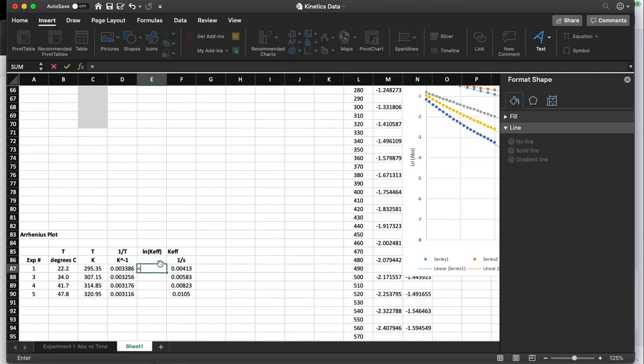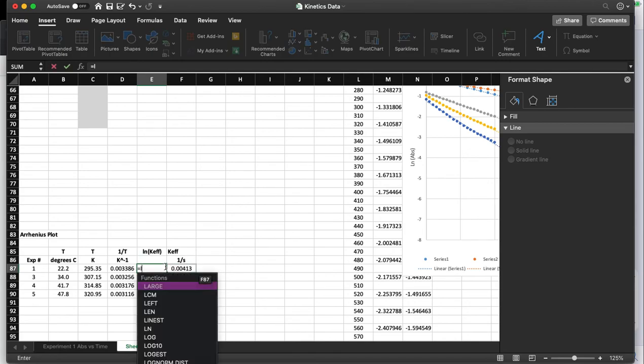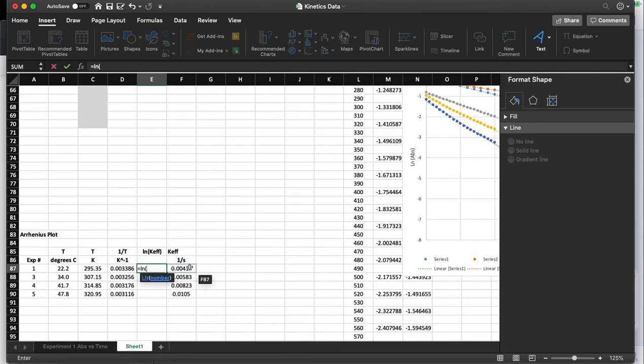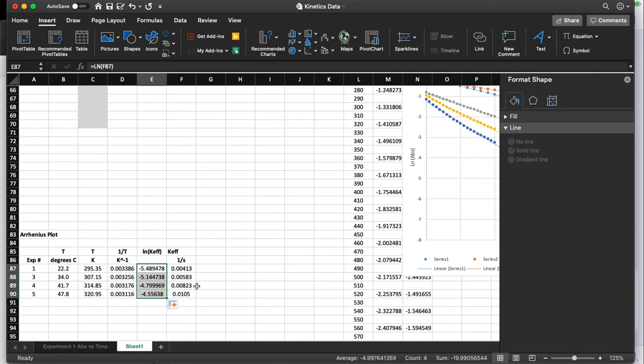But now I can say equals, I want to take the natural log of that cell, hit enter, click it again, and double click to get my other natural log values. These natural logs should be negative, because we're taking the natural log of a number less than 1. That's perfectly fine. But these are the data points I actually want to highlight to make my plot, which is why I organize things that way.